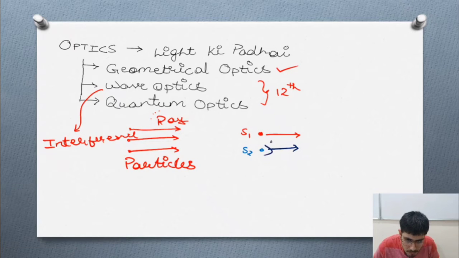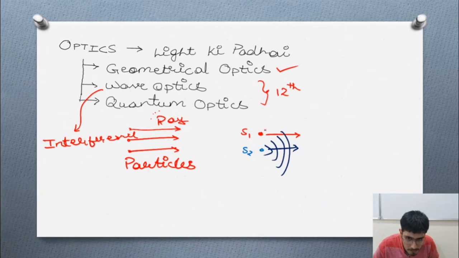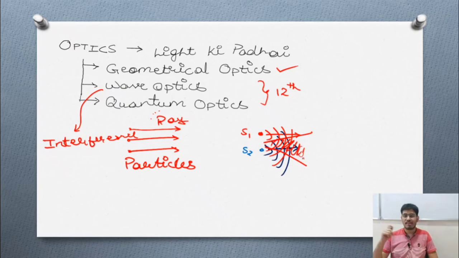Suppose, and for red light, there is a region in which both color lights are present. Suppose this is the region where both color lights are present. But in geometrical optics, we were told that light travels in a straight line. Then how is this possible? This was also explained with the help of wave optics, that light travels in the form of waves. I think it is clear to you.